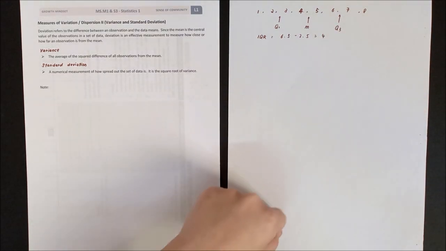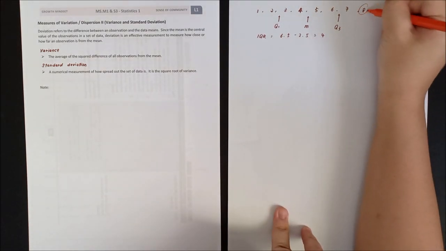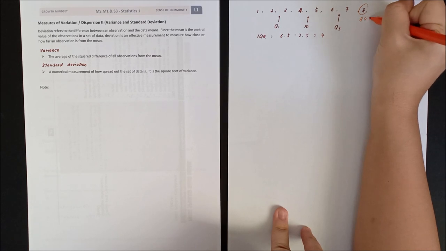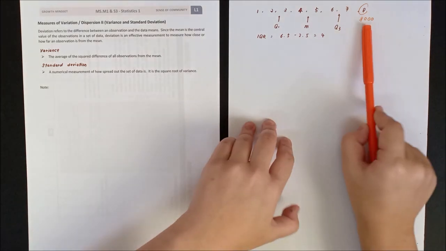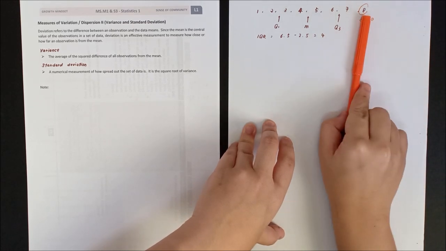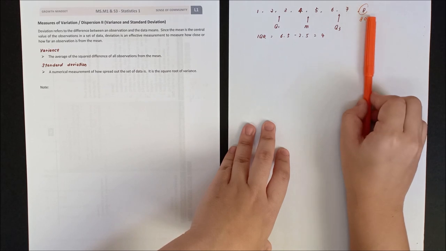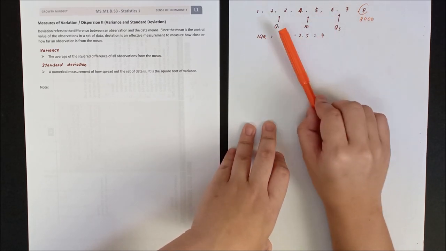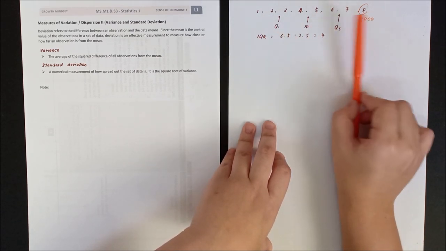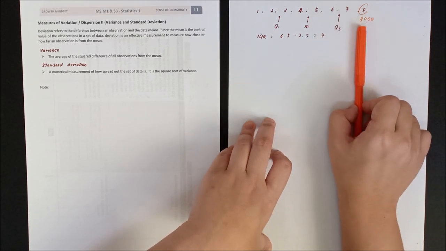Okay, now what if, instead of writing 8 here, I change this value into 8,000. So my question is, is the interquartile range still the same? I mean, yes, because 8,000 is still the biggest number here, and when you arrange it in order, it's still going to be the same order, and you are still having the same Q1 and Q3, but now your value actually becomes 8,000 already.